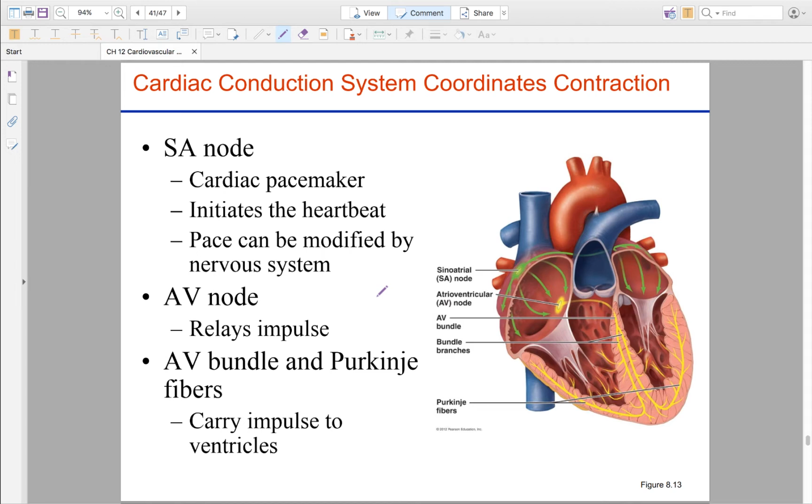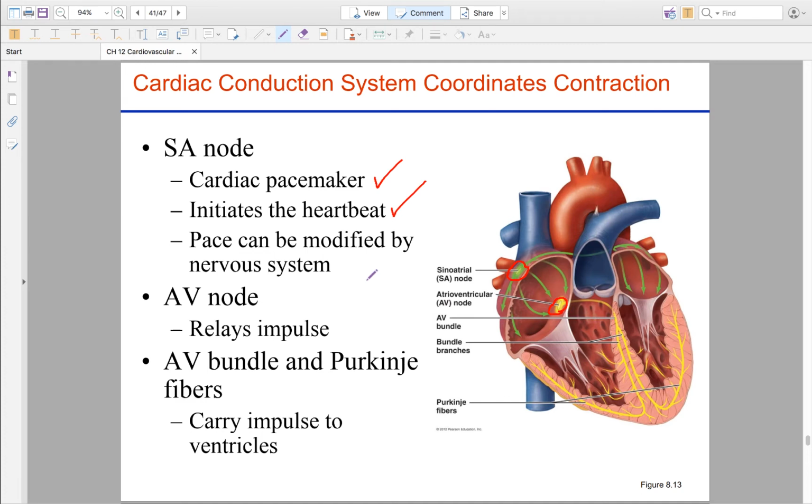And the way that it works is like this. Inside of the right atrium, the heart has this little node. It's called the sinoatrial node, or the SA node. Okay, that's at the top. At the bottom of the right atrium is the AV node. Now what's going on here is that the SA node acts as the pacemaker, the cardiac pacemaker, and it initiates every single heartbeat. And of course, the heartbeat can be modified by the nervous system.